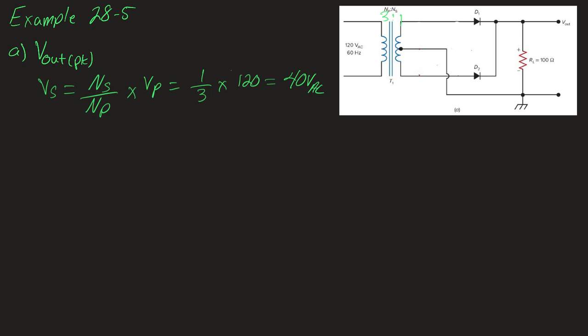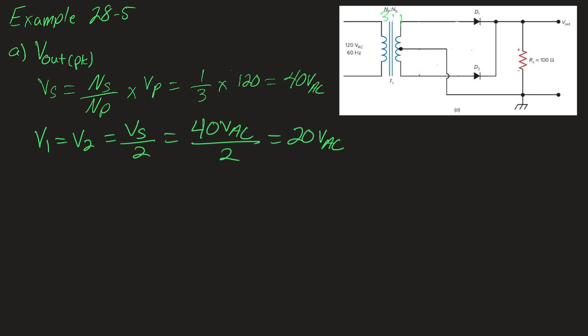Since we have a center tap transformer, V1 is equal to V2, which is equal to the secondary voltage divided by 2, and that gives us 40 volts AC divided by 2, which is 20 volts AC.